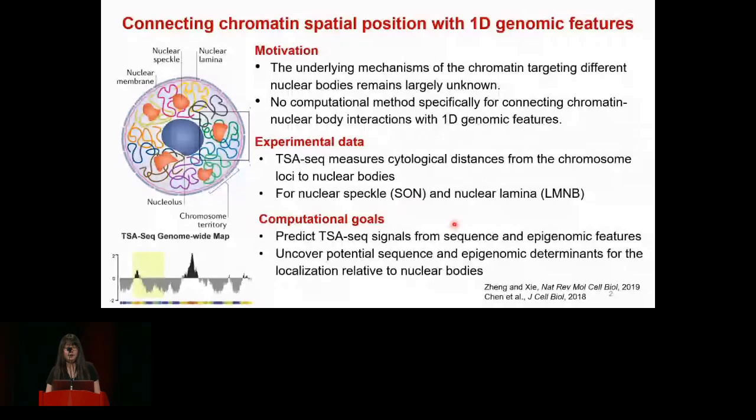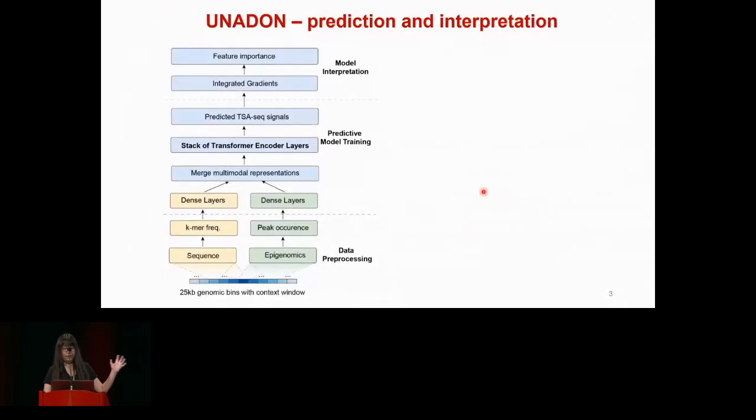Okay, let's delve into the details of the method. Here's an overview of the workflow. It consists of 3 steps: data preprocessing, predictive model training, and model interpretation. Specifically, we split the genome into 25 kilobase genomic bins, and for the prediction of each single genomic bin, we incorporate all the genomic bins within the nearby 5 megabase regions to provide the long-range context information. For each genomic bin, we extract the sequence features represented by the k-mer frequency, which is further transformed into a lower dimensional space using PCA.